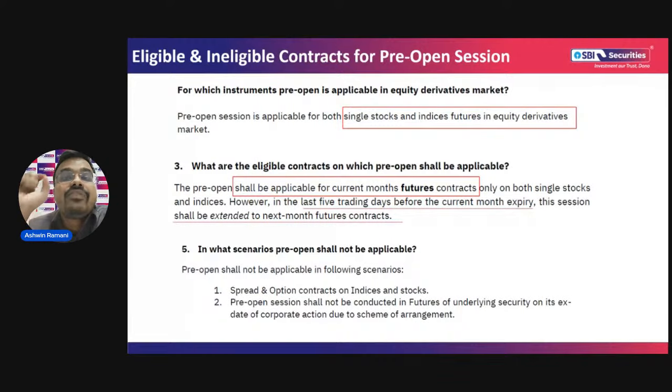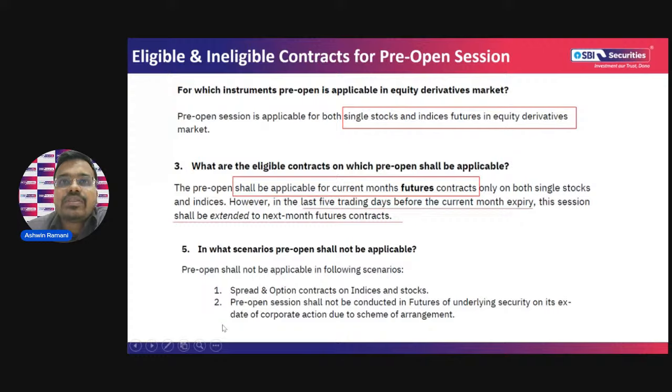ये सिर्फ करंट मंथ फ्यूचर्स कॉन्ट्रैक्ट्स के लिए अवेलेबल है फॉर स्टॉक्स एंड इंडेक्स. एंड लास्ट 5 days बिफोर द मंथली एक्सपायरी आपका नेक्स्ट मंथ फ्यूचर्स कॉन्ट्रैक्ट्स के लिए भी एप्लीकेबल होगा. सो इट्स ओनली फॉर फ्यूचर्स. आई एम प्रेटी श्योर दे आर गोइंग टू स्टार्ट विद फ्यूचर्स नाउ. एंड होपफुली इफ दिस गोज ऑन, अगर ये सक्सेस होता है तो प्रॉब्ली इन 3-4 months डाउन द लाइन दे माइट हैव अ प्री ओपन फॉर ऑप्शंस एज वेल.